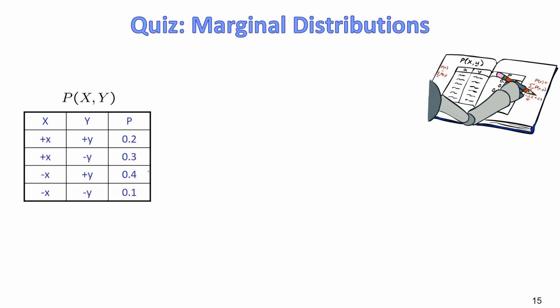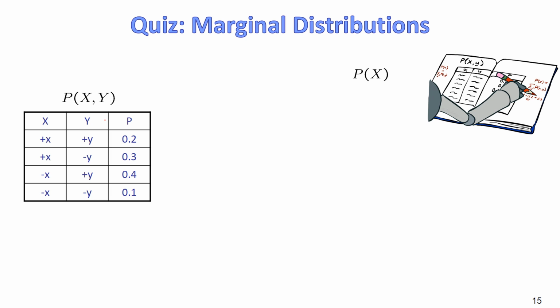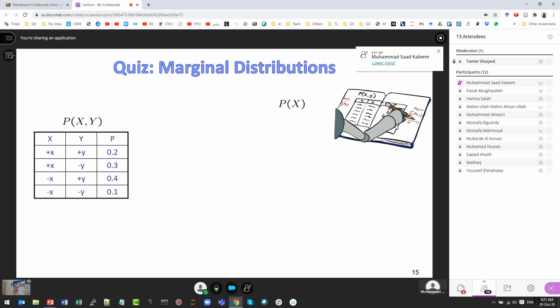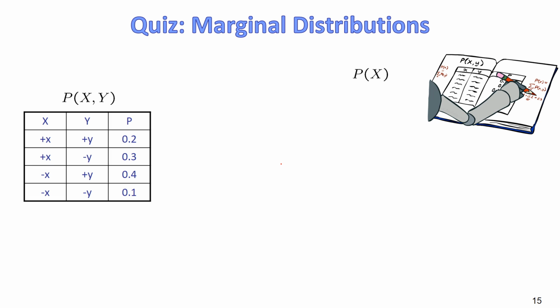Let's do a quick quiz. Given this joint distribution, I want to get p of x. Anyone? So that's the marginal distribution now, because I want to eliminate y, right? Someone else other than Saad. Yusuf? Wa alaikum assalam wa rahmatullahi wa barakatuh. It will be 1. What do you mean by it will be 1?